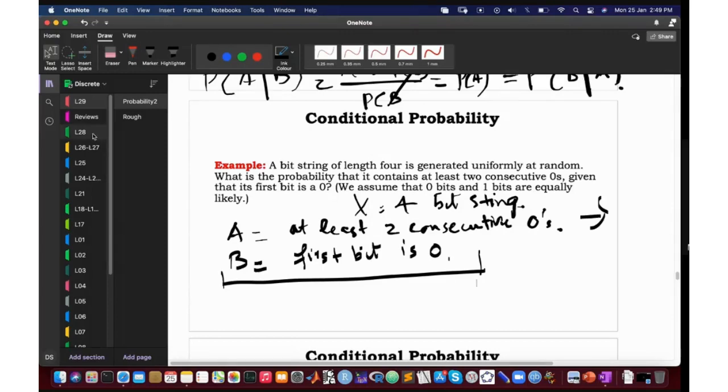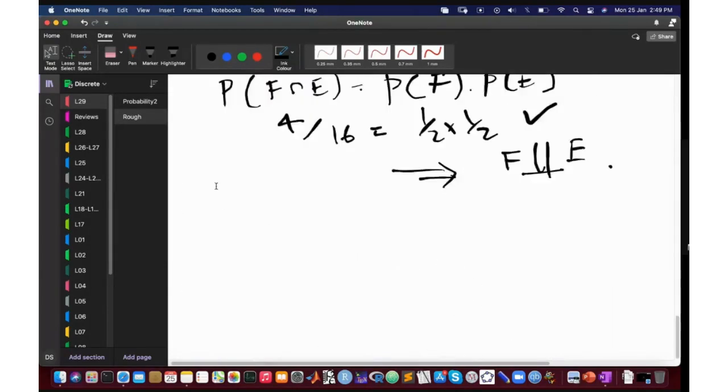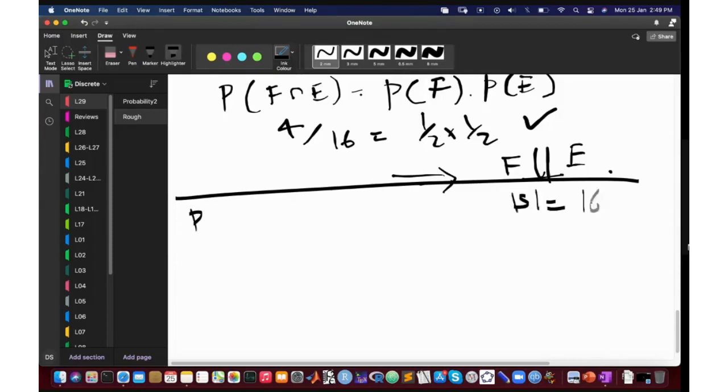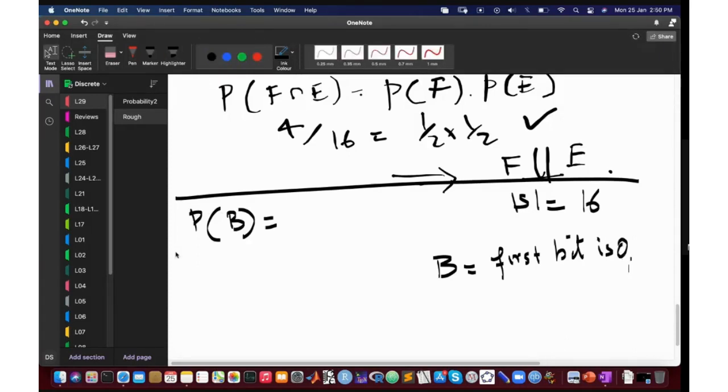Let's go back. We have done some work here already. I know that the size of the sample space is 16. What is the probability of B? Remember, B is the event that the first bit is 0. So what's the probability of B? It's 8 over 16. There are 8 possible strings, so it's 1 over 2.